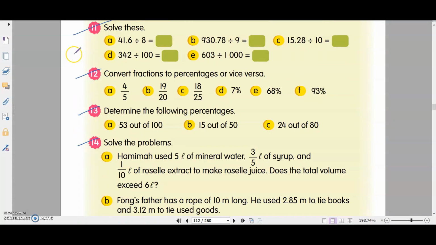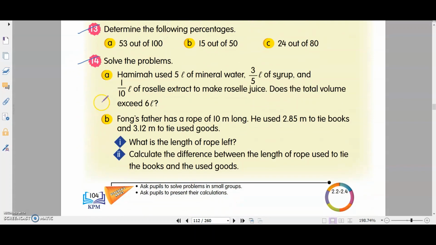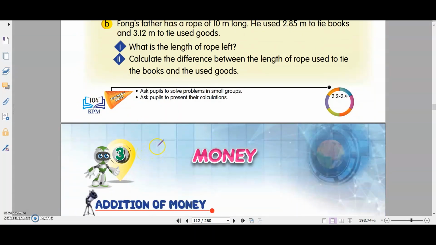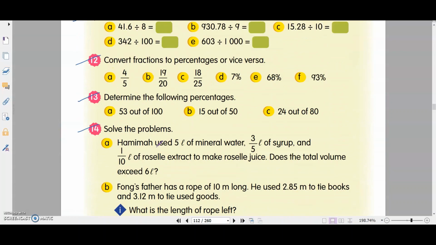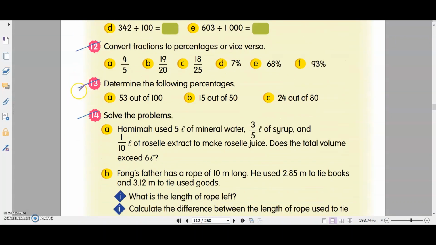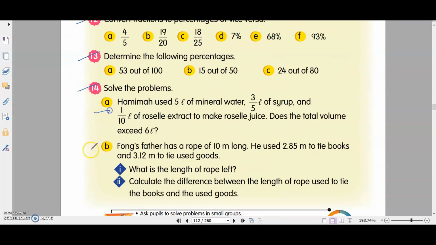Okay, so for your homework this week, please continue to do question 11, 12, 13, and 14. These are the last 4 questions for the revision, and after that we'll move on to the new topic on money. Okay, so question 11, 12, 13, and 14.